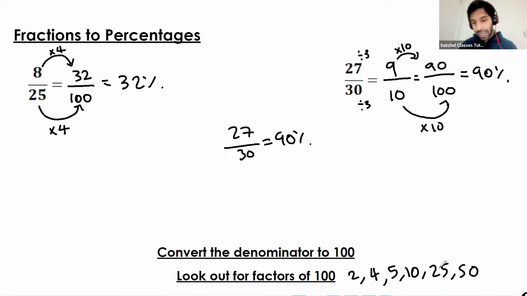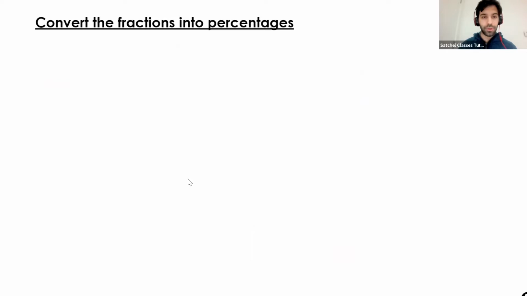One more that I missed out over here. So I missed out 20 as well. So we would have 2, 4, 5, 10, 20, 25, and 50. All right, let's do some more examples. So convert the fractions into percentages.